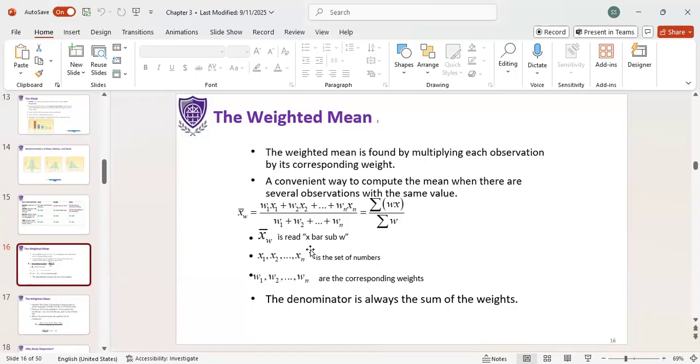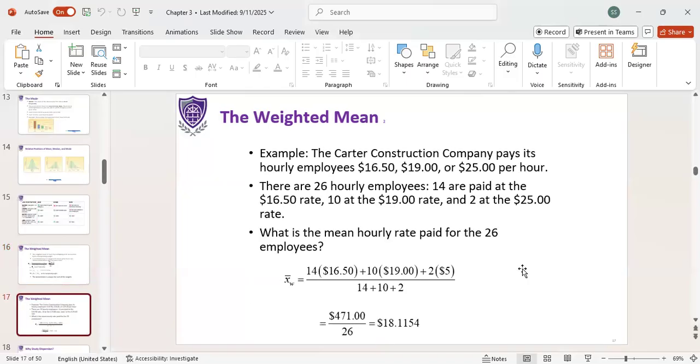That would be the x bar sub w. We show it with this, which is x bar sub w, where x1 to xn are the set of numbers or values that you have in your data set, and w1 to wn are the corresponding weights. So here is an example. You can look at it.